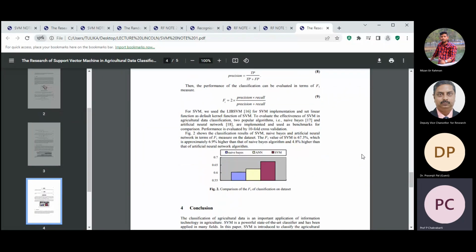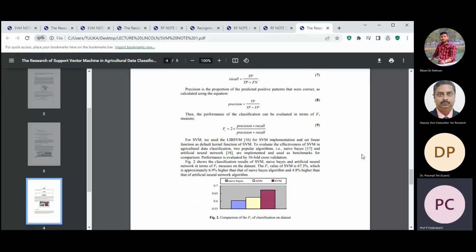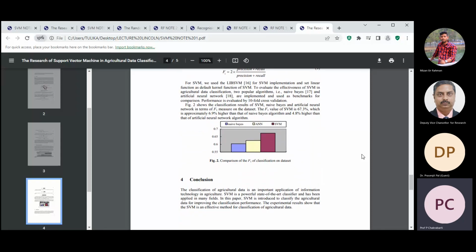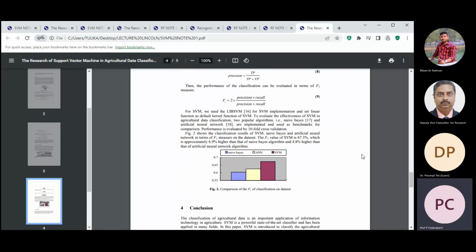In this case they have used the linear function and, as I told you, the default kernel function of SVM. So from this particular Weka-based analysis, you can understand that the F1 score is 67.3%. Here they have shown that below 70% is the accuracy limit. So the recall, the precision and the F1 score are fine, but the limitation is that it has not been optimized.